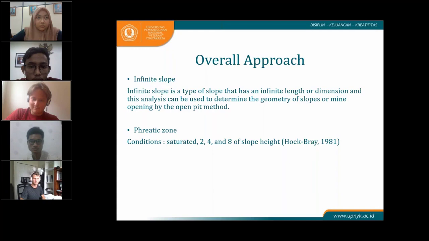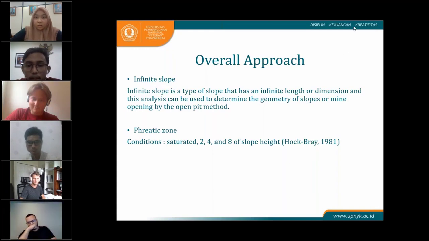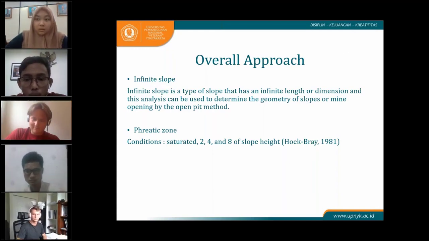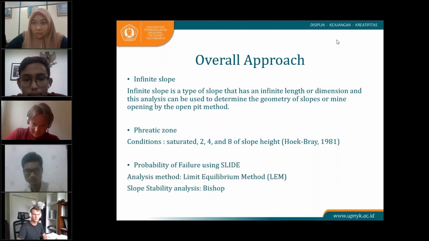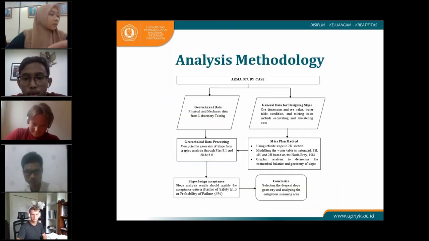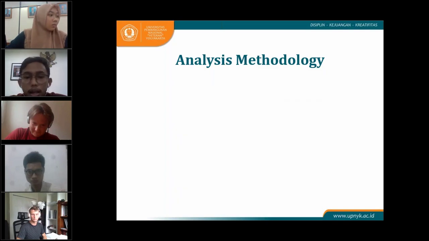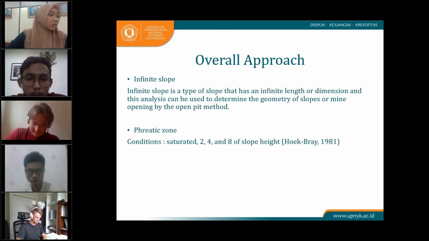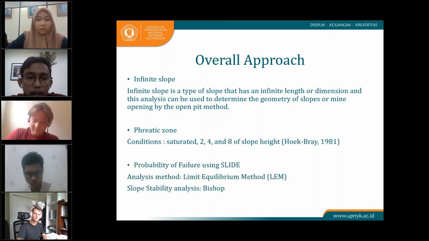The guidelines for the groundwater are no recharge and no groundwater flowing, so the simulation of the phreatic zone can be assumed. This phreatic zone simulation is based on Hoek and Bray 1981, with the saturated condition and partial saturation conditions. The partial saturation conditions are 2H, 4H, and 8H.